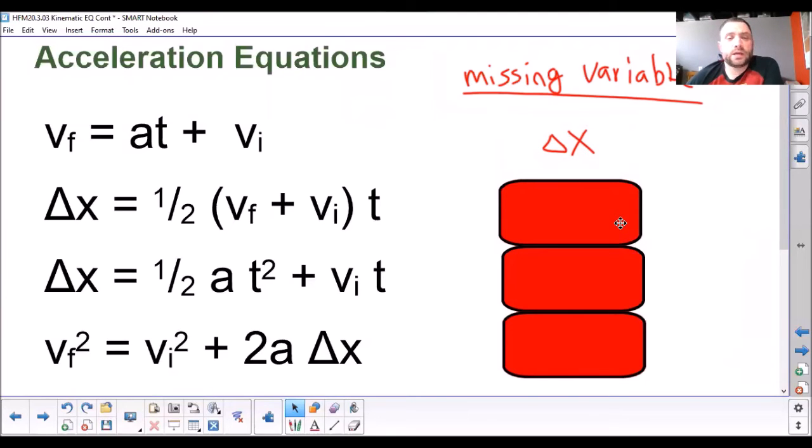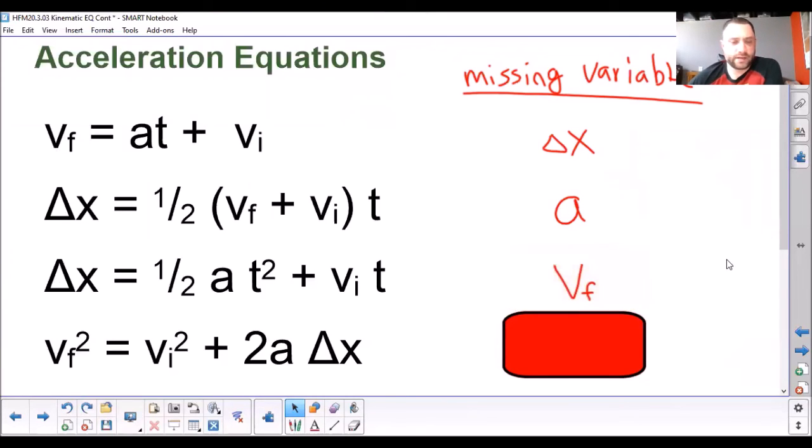The second one, can you pick out what's missing in that one? This one is the acceleration. There's no acceleration in this equation. What about the next one? It's a little bit more tricky to find. We have position, we have acceleration, we have times, we have velocities, but the thing we don't have is final velocity. So we don't have anything about our final velocity.